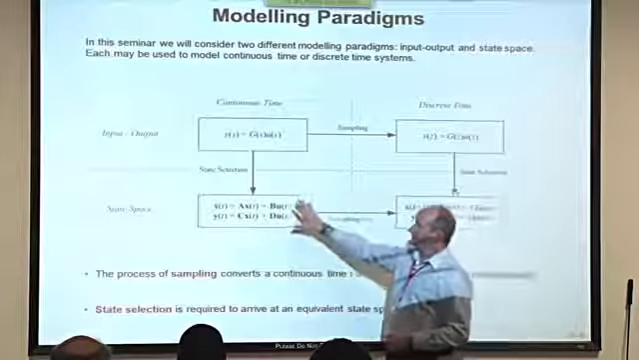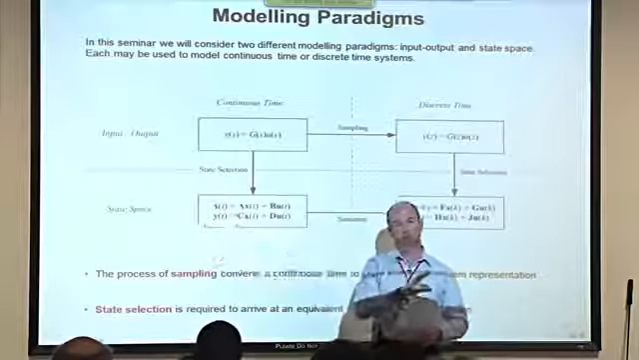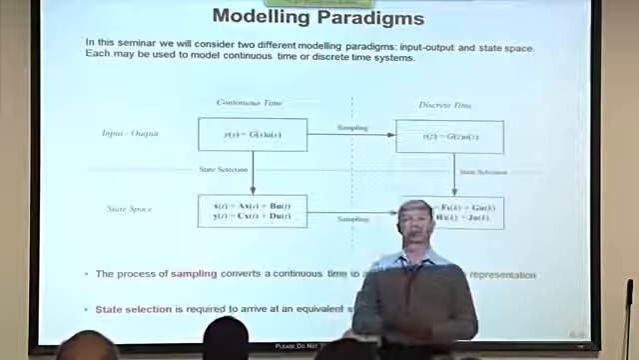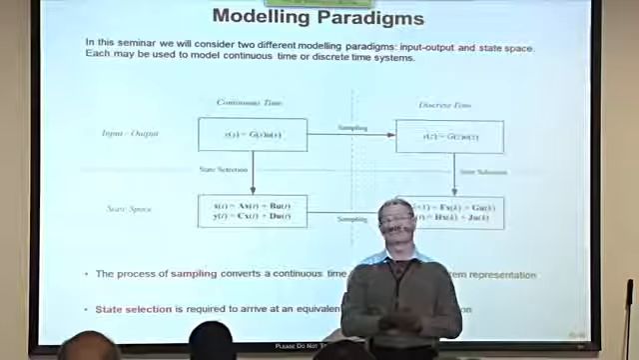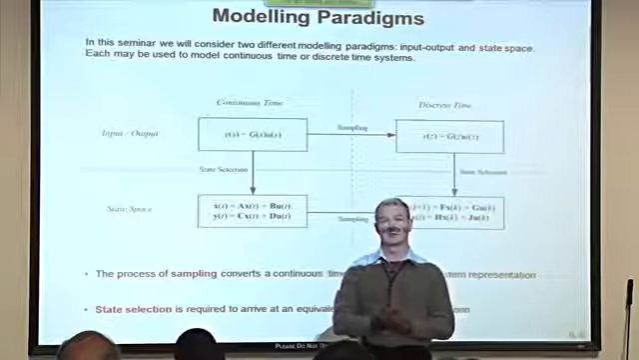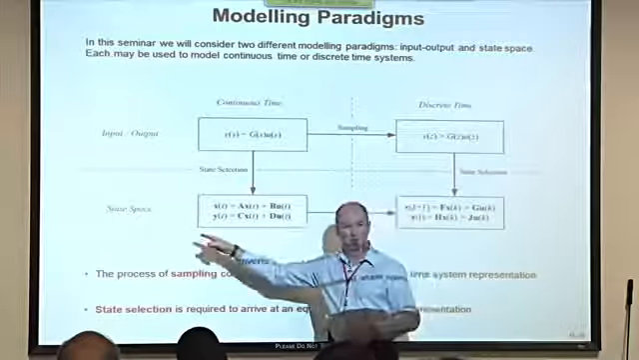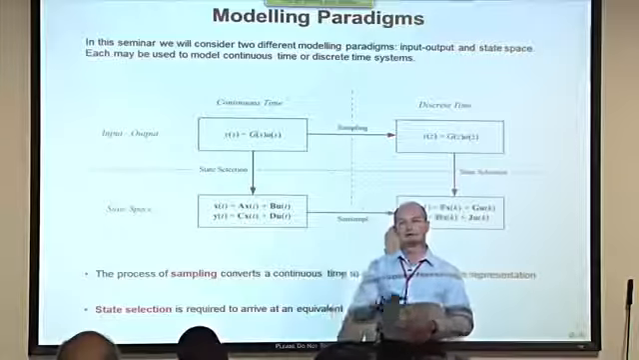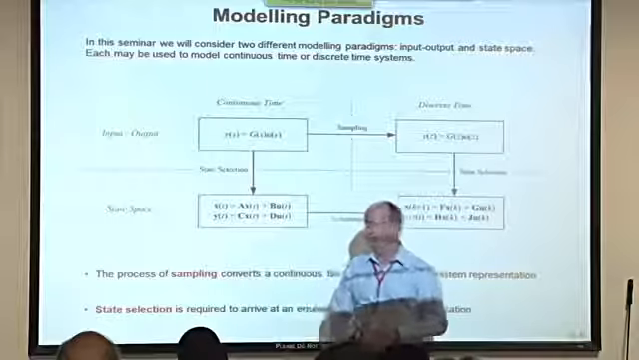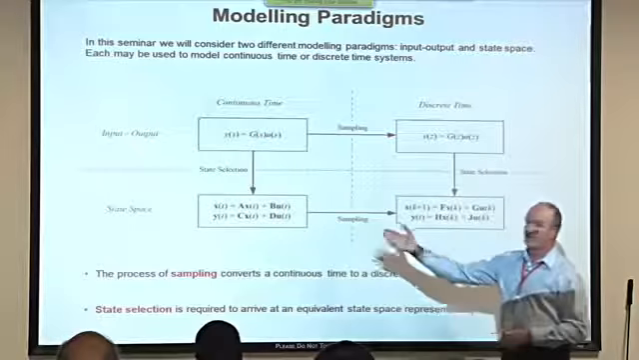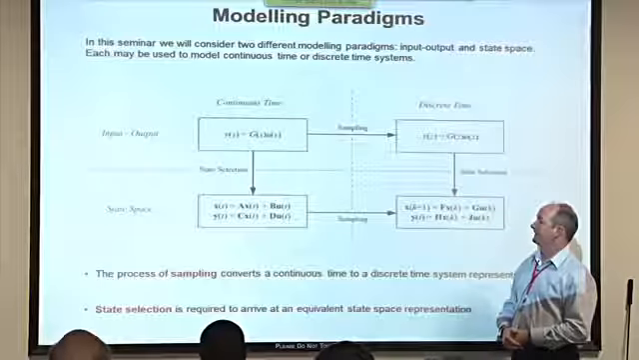The other paradigm, state space, involves decomposing the complex system into a potentially large number of first-order differential equations and capturing these in the notation of matrices and vectors. In the state space paradigm, we have an input u and an output y still, but now there is an intermediate set of variables called states. They're captured in the matrix X. And again, state space might be used for continuous time or discrete time systems.